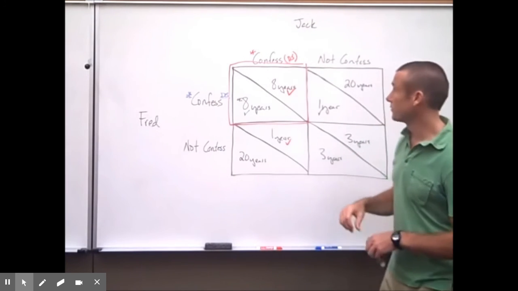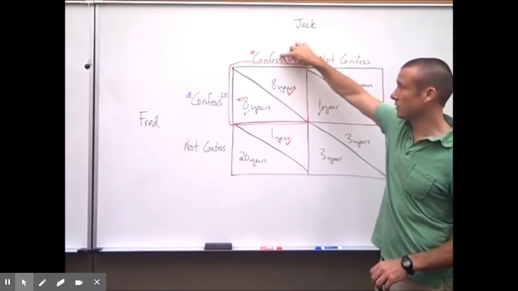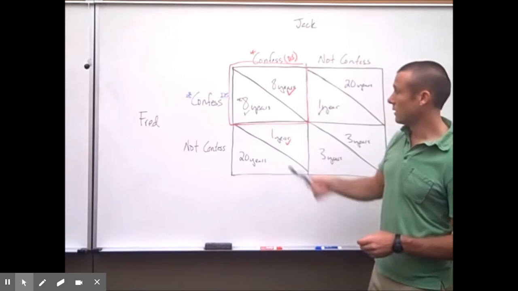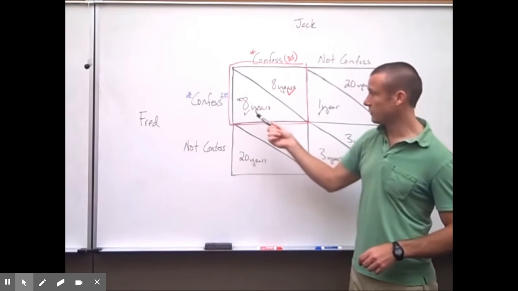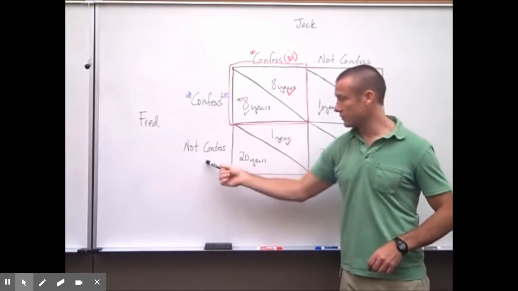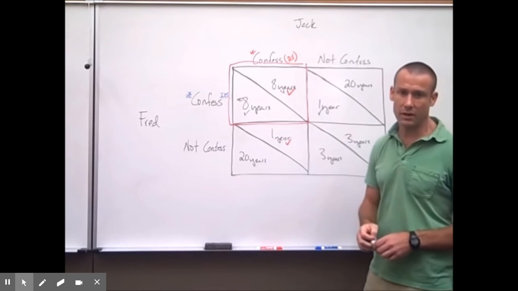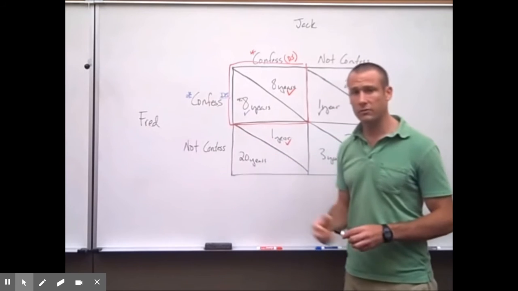Well, let's take a look at this. If Jack confesses, is there any benefit of Fred to move away? Well, if Fred confesses, he'll get 8 years. If he doesn't confess, 20 years. There's no benefit. We kind of know because of the dominant strategy for Fred is confessing.